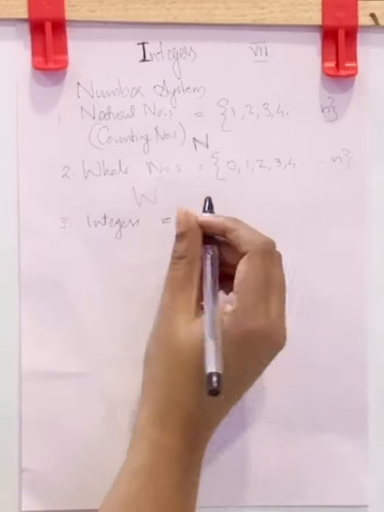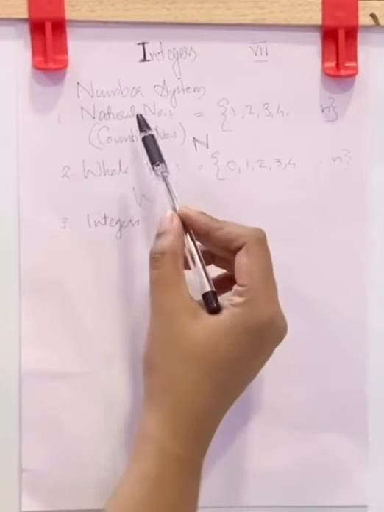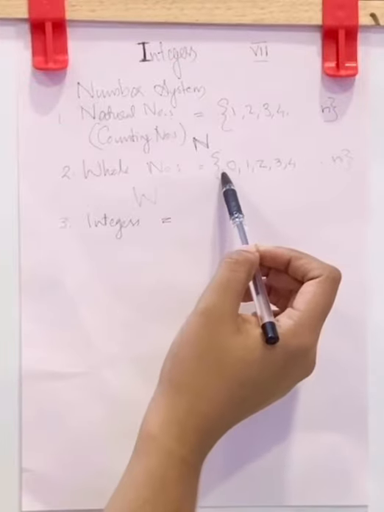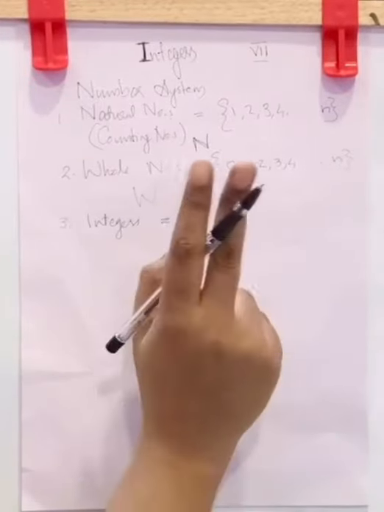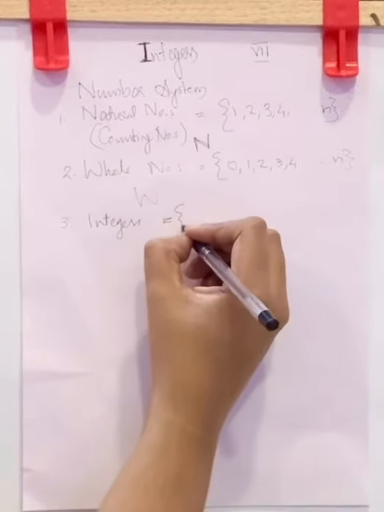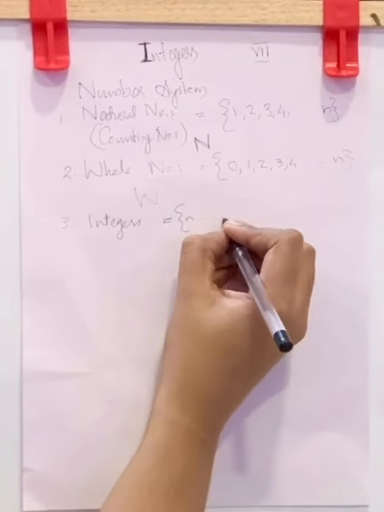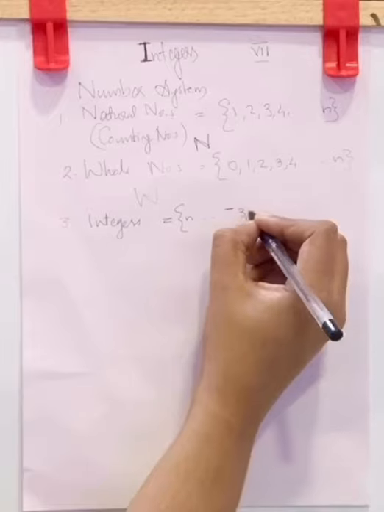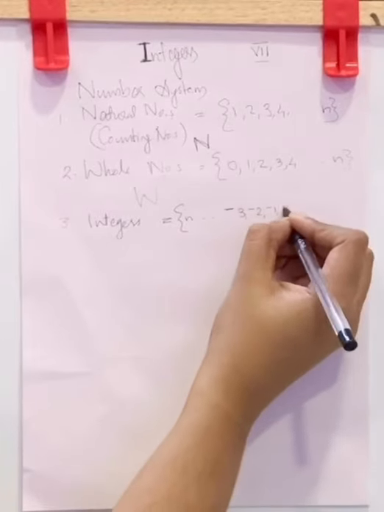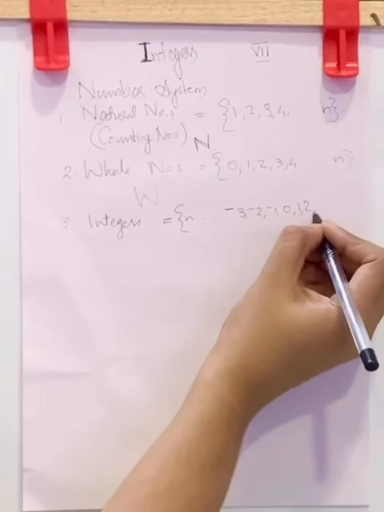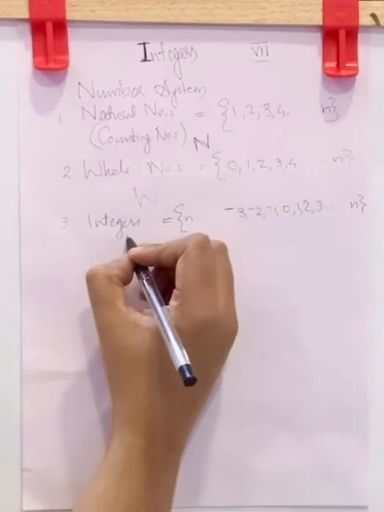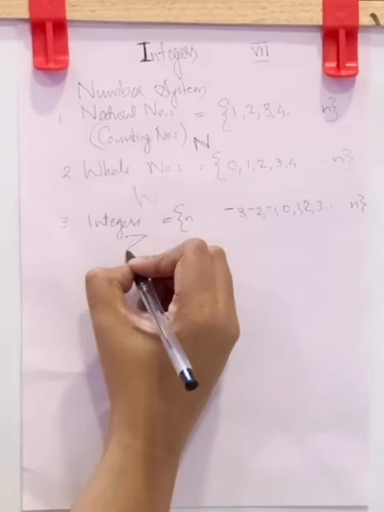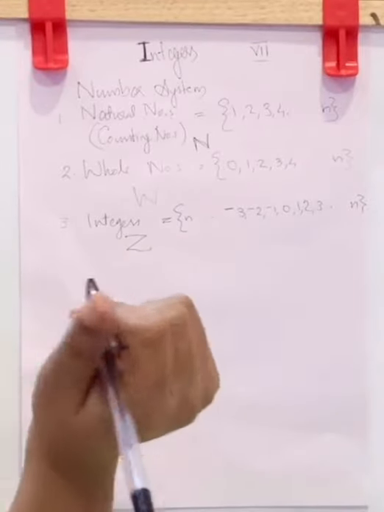Integers. In this set, there are numbers or values less than 0, and those are negative values. So the number system goes from infinity, negative 3, negative 2, negative 1, 0, 1, 2, 3, etc., up to infinity. This is the integer set, and it is denoted by the letter Z.